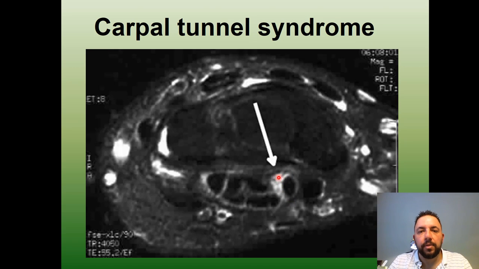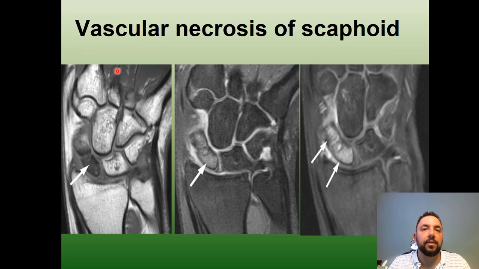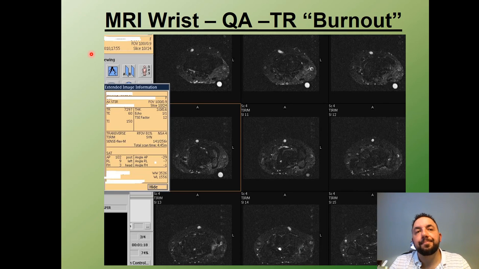Carpal tunnel syndrome. Again, on that median nerve, the hyperintense signal intensity from excessive hand and wrist and finger use. Avascular necrosis is not only limited to the lunate bone, it can also occur in other carpal bones as well, such as the scaphoid bone.